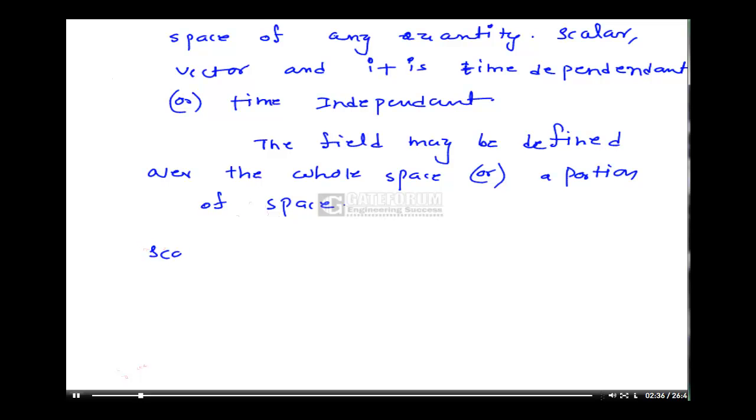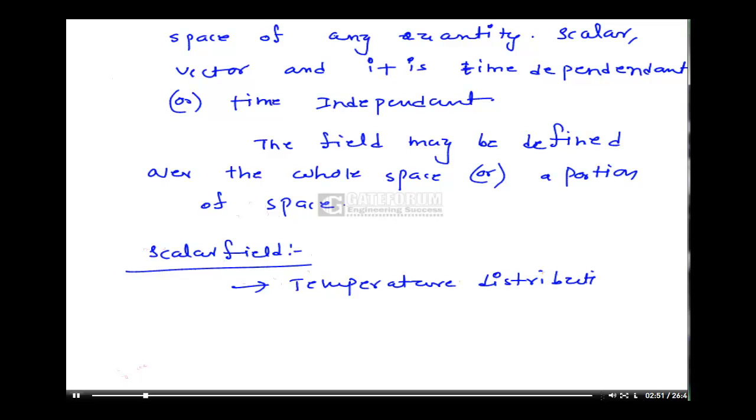Suppose scalar field, that is, if the quantity is a scalar, then the field is a scalar quantity. Suppose temperature distribution in a room. If we consider a single room, the temperature may be uniform along the entire room, or the quantity may be distributed. Temperature is a scalar quantity. So here I am considering a particular region, a room, and the distribution of the temperature in a particular room is nothing but a scalar field.